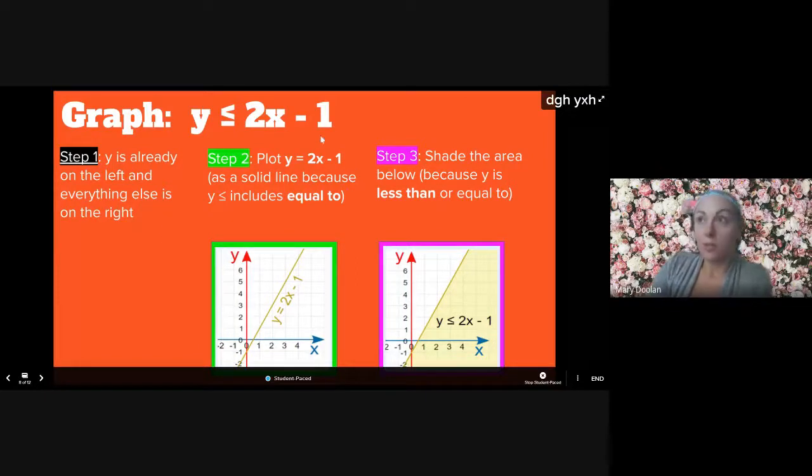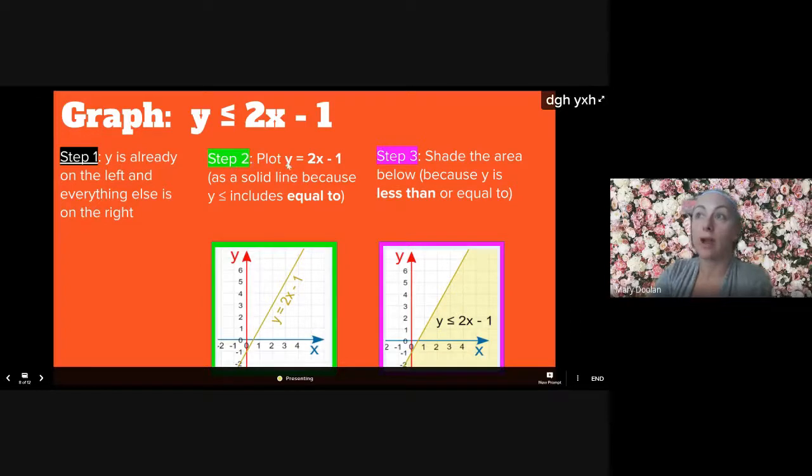We're going to look at what this looks like as far as just examples being done. Okay, I'm going to take you off student pace for a second here. So we have a graph of y is less than or equal to 2x minus 1. The 3 steps are written here. Step 1, check to see where y is and where your x term is and where your constant is. Well, this is already set up. Y is on the left by itself, 2x is here, and then our constant is here. Okay, so we're good. We don't have to do anything for step 1. This is already ready to graph.